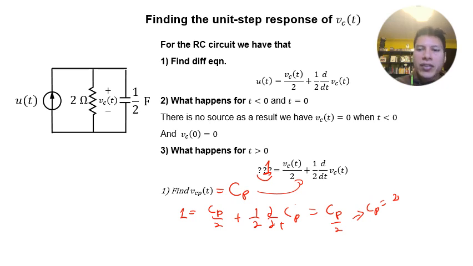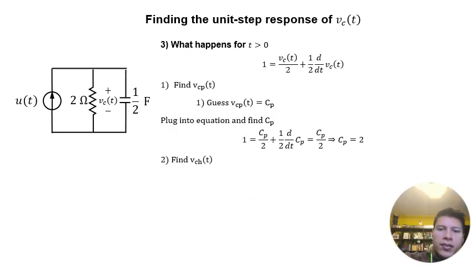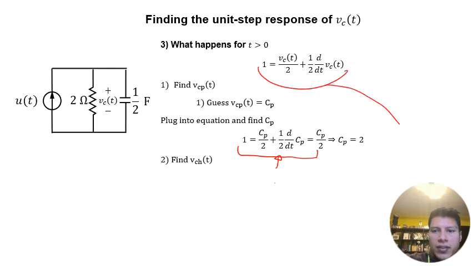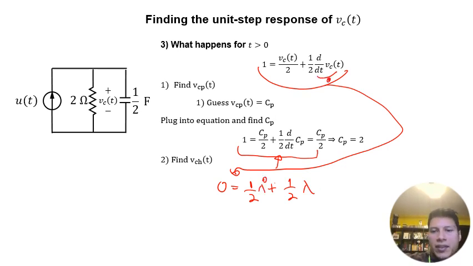Now we need to find the homogeneous solution. So to find the homogeneous solution, first we have to find the characteristic equation. For this particular differential equation, it's going to be 0 equals 1/2 plus 1/2 lambda. So remember, first order derivative becomes lambda, 0th order derivative becomes lambda to the 0, which is just a constant. And now we need to find the roots of this equation, and we're going to get that lambda equals -1.